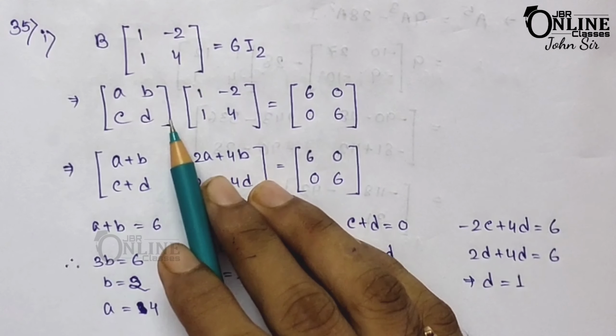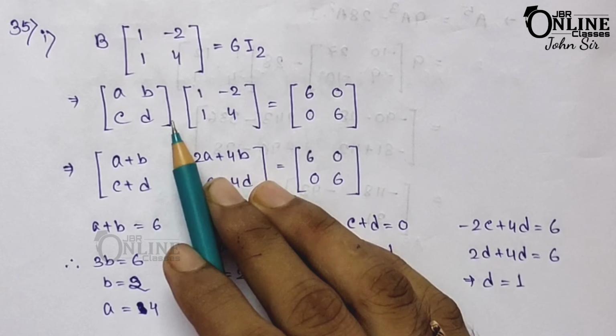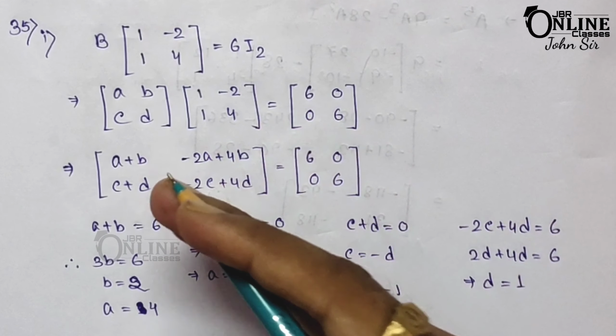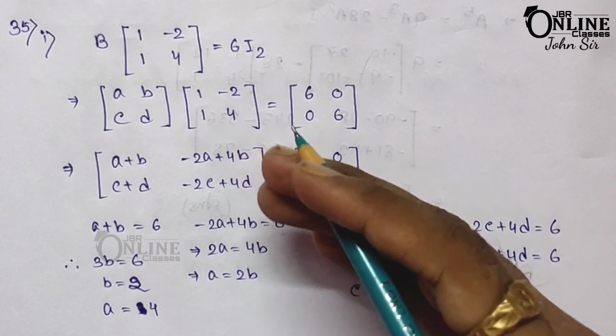Now next, sum number 35. In 35 there will be two problems. So here I am going to solve the first one. The second one will be the same as the first one, so I hope you can solve it.